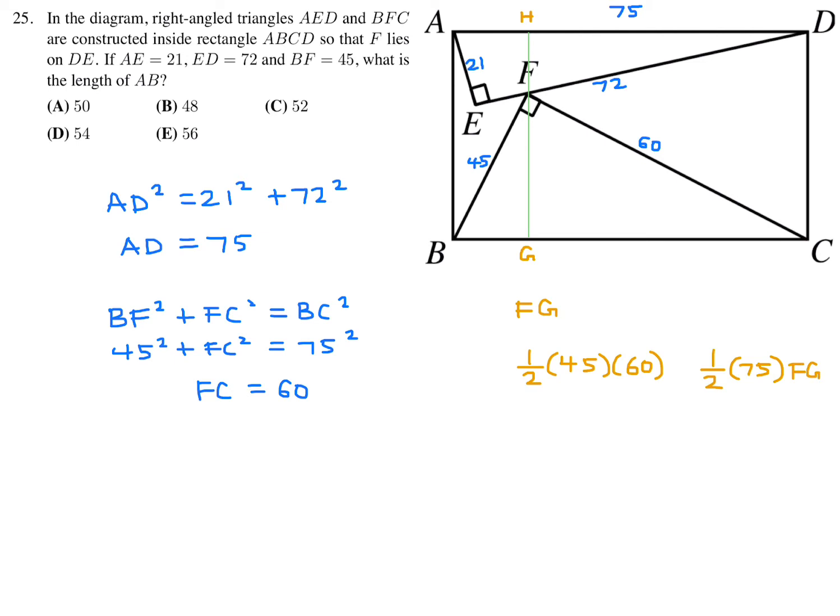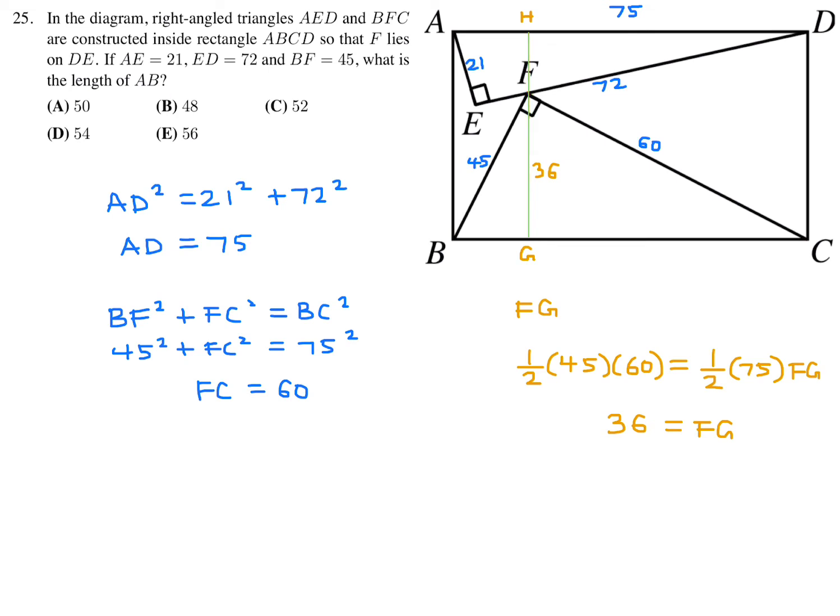Now these two ways of calculating the triangle's area are equal, right? Because the area is the same, regardless of which way you do it. So this will allow us to figure out FG. And if you do this math, you'll get FG is equal to 36. So I'll put that 36 in there. Now I'm going to calculate F to H, that distance right there. If I can do that, then I can add it to my FG, and that will give me the length of AB, which is exactly what they want.